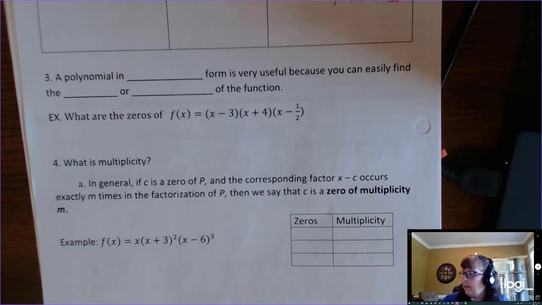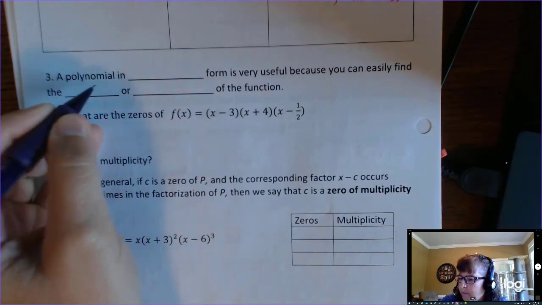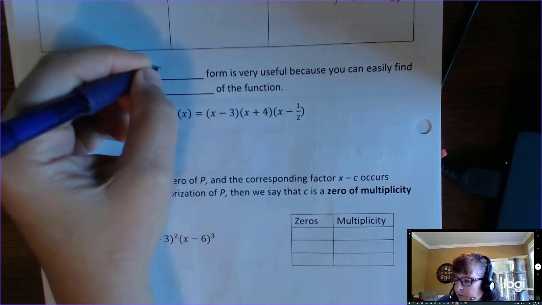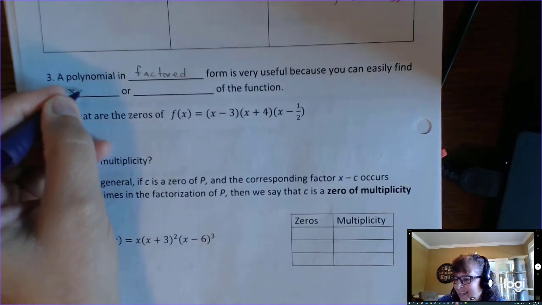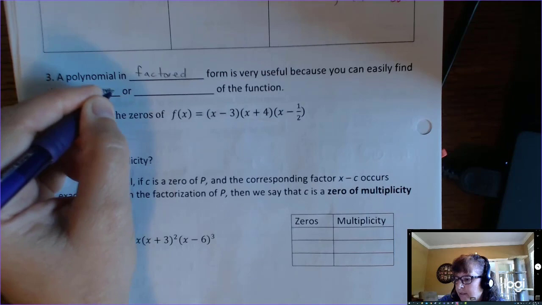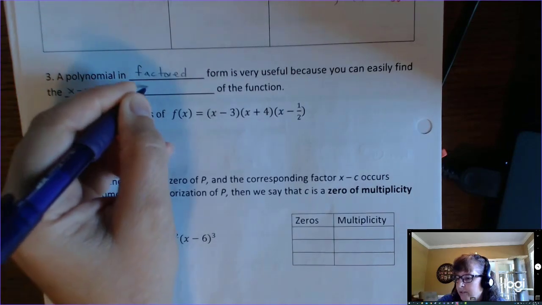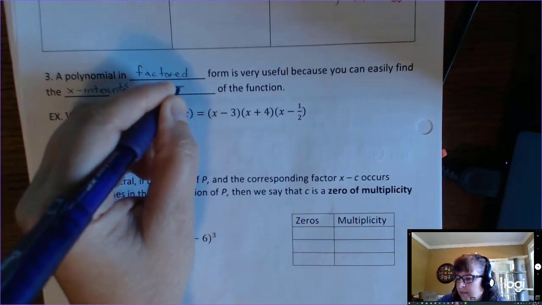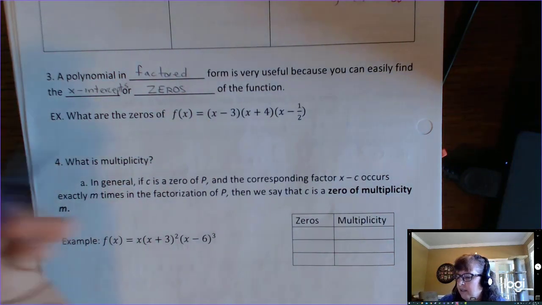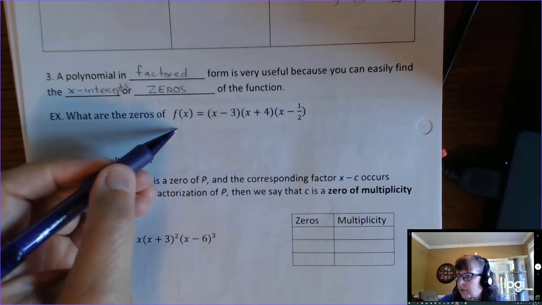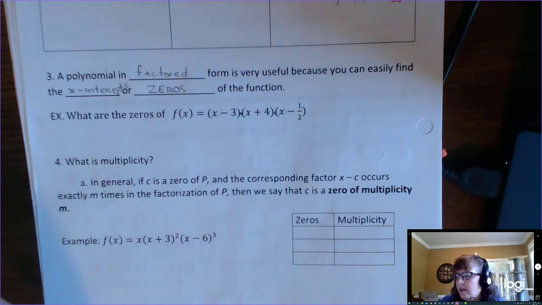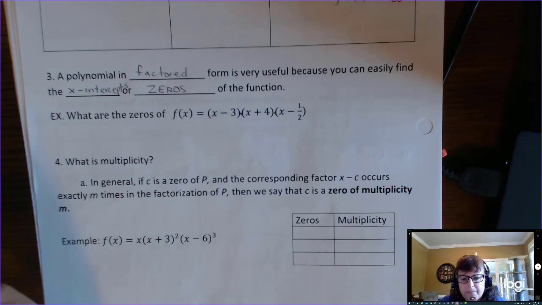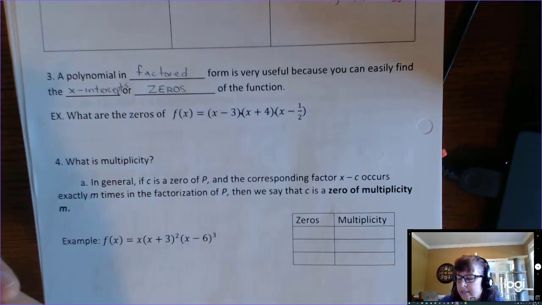Alright, so number 3, a polynomial in factored form, not multiplied out, is very useful because we can easily find the x-intercepts or the zeros of the function. So this is a function that is in factored form. These are being multiplied together, and we would not want to multiply this out because when it's in factored form you can easily tell the zeros.